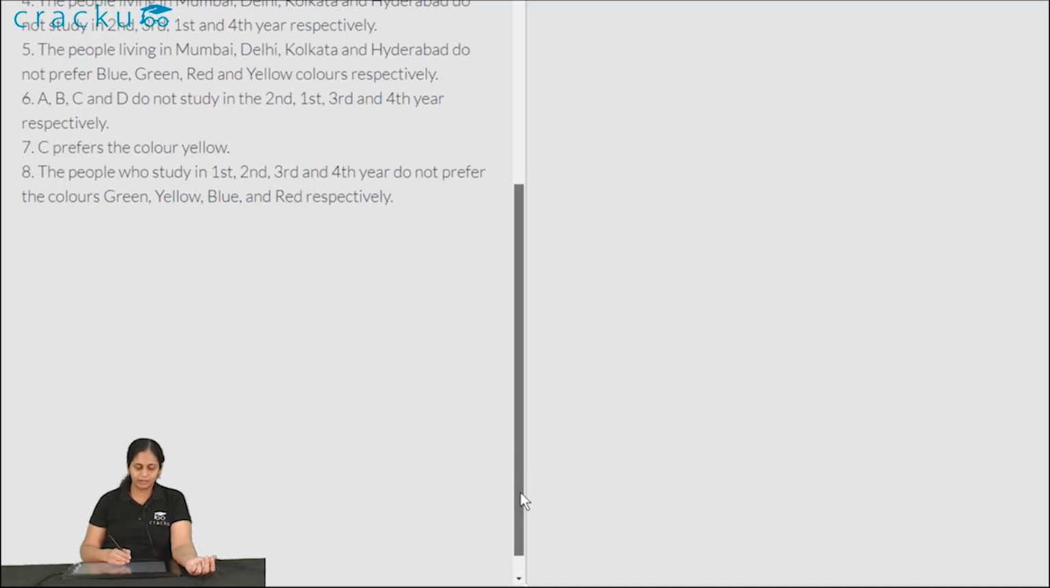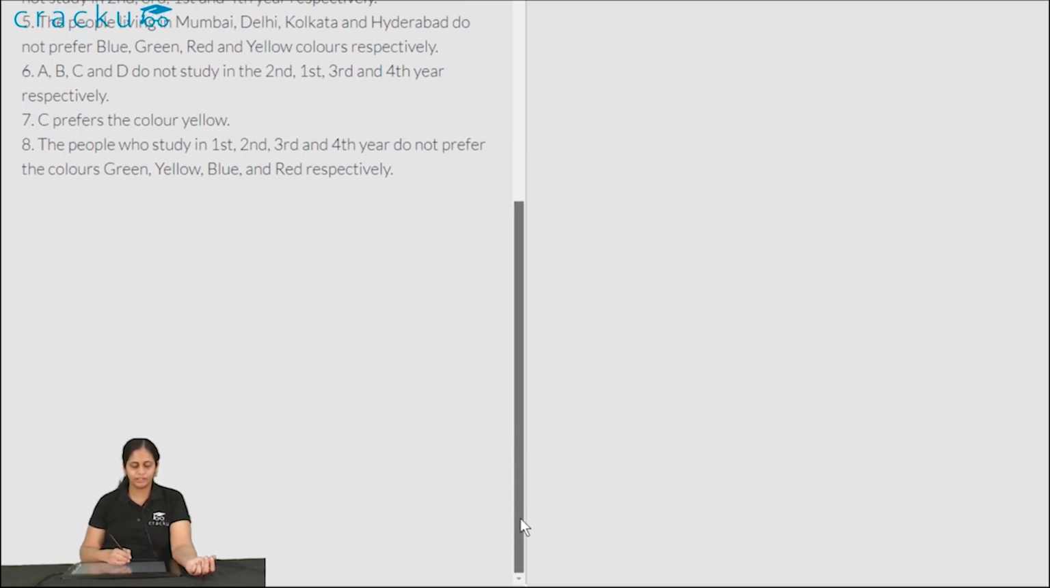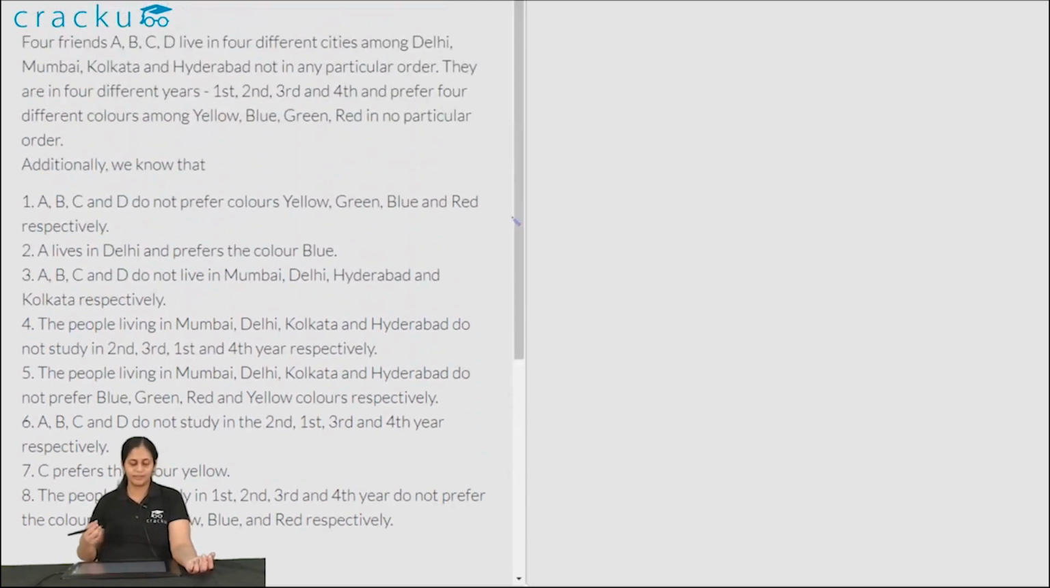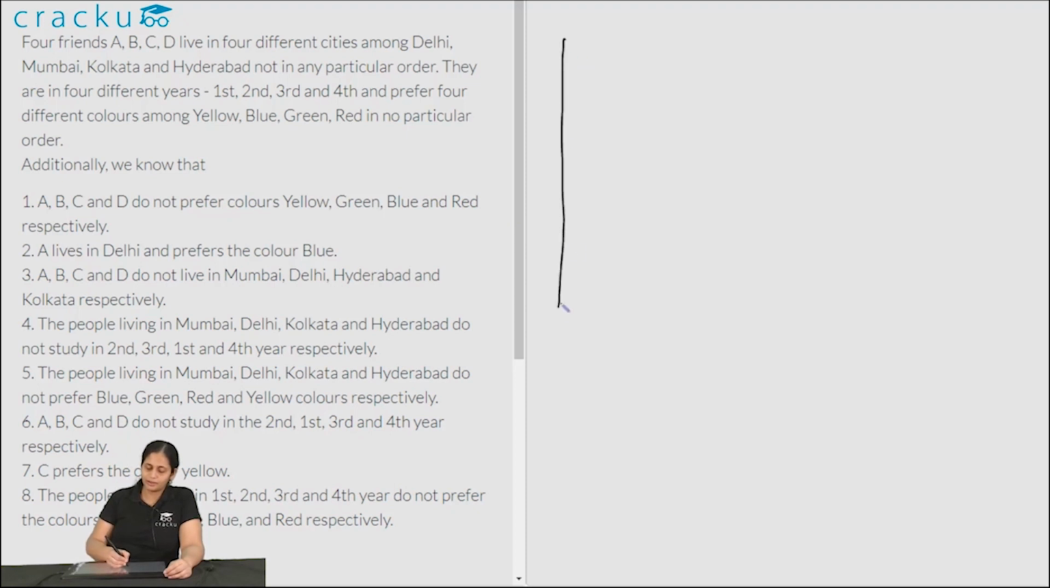A, B, C and D do not study in 2nd, 1st, 3rd and 4th year respectively. C prefers the color yellow. The people who study in first, second, third and fourth year do not prefer the colors green, yellow, blue and red respectively. So a lot of information is given, but basically it boils down to this: we have 4 people, 4 cities, 4 years and 4 colors. So let us first draw the table for that.